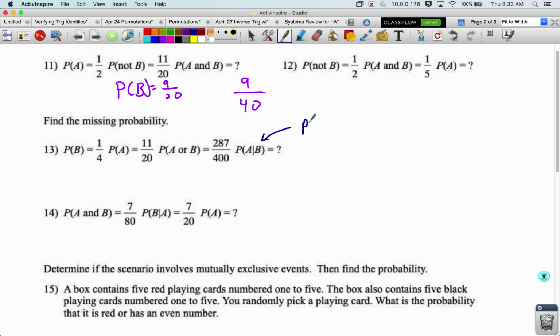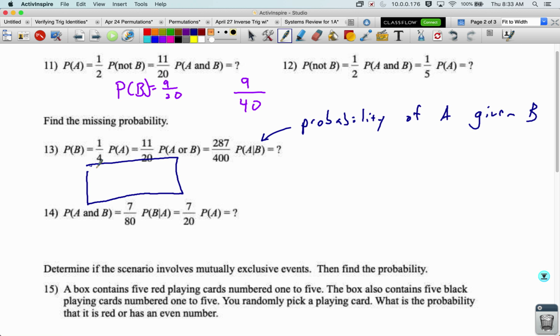I don't think I talked about this in the lecture, but probability of A given B. So this means that they are dependent and that the probability of A given that B has occurred first is unknown. So we can use this information to figure out what this is. The probability of A is 11 out of 20. The probability of B is 1/4. But these do not add up to this. So we've got to figure out what the overlap is.